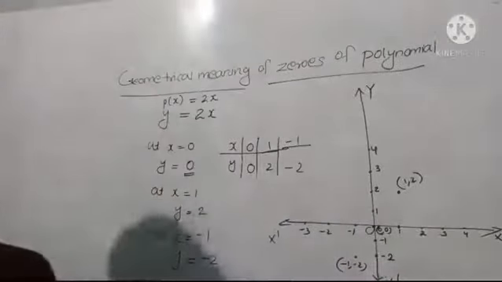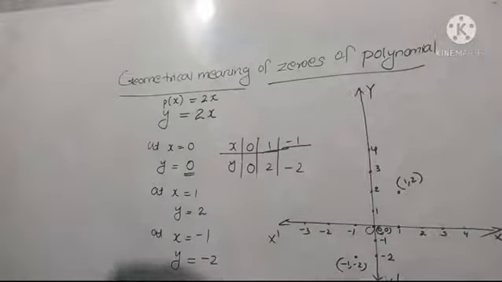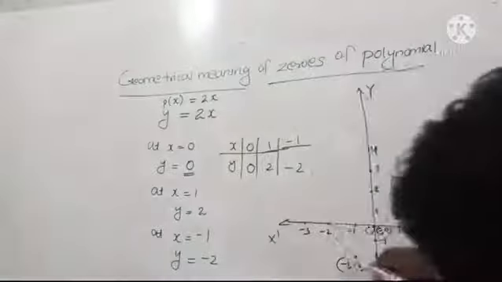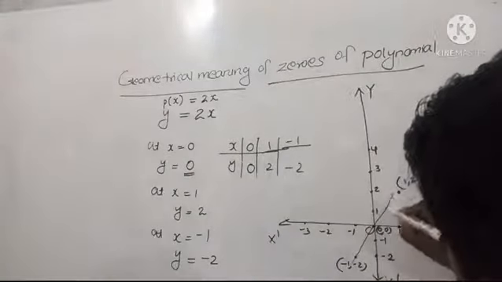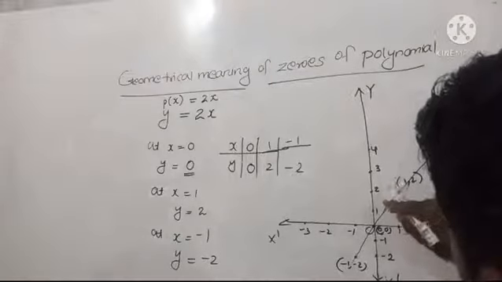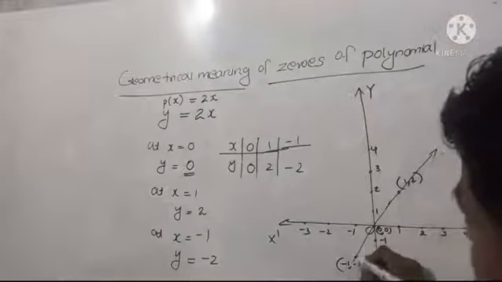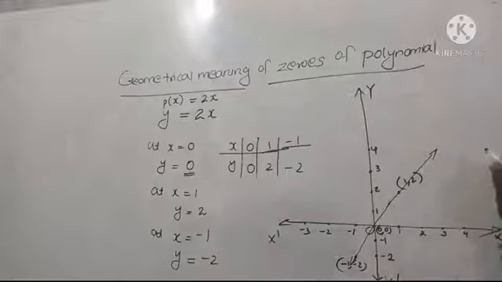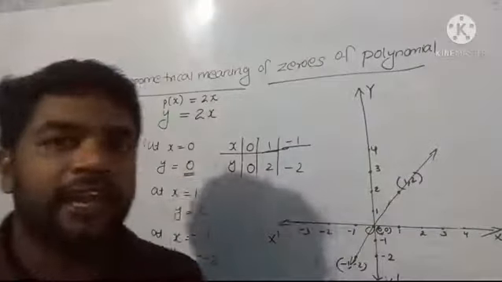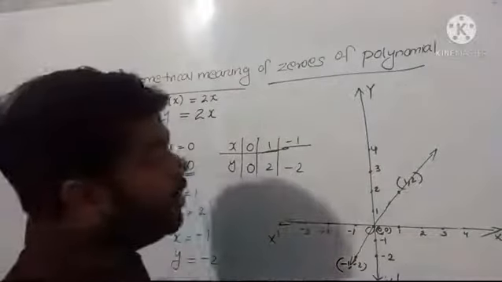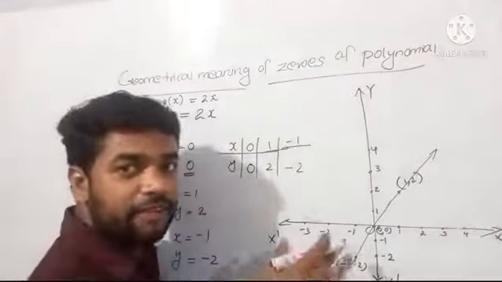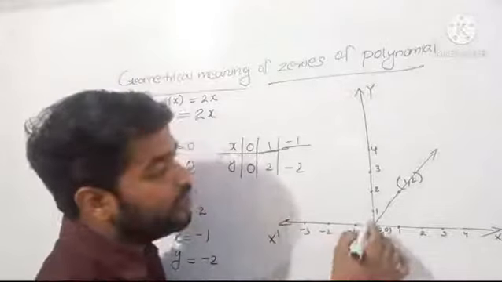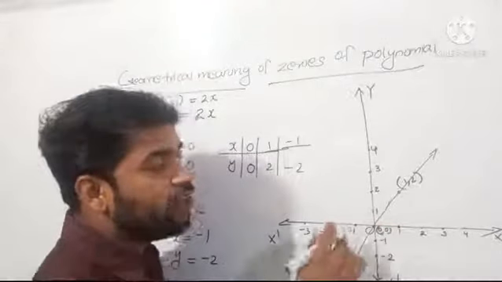After plotting these points and joining these 3 points, you will get a straight line. Then how many points intersect on the x-axis? By looking at this graph, we can say how many points intersect on the x-axis.